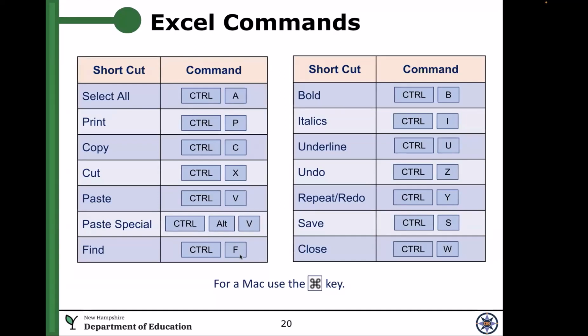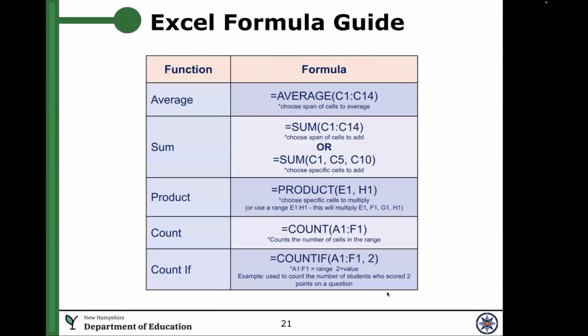Sometimes you have so much data, you want to find something, so control F will allow you to find things. Bold, italics, underline, undo. All of these, by the way, are the exact same in Google Sheets and Microsoft Word and Google Docs. So you've got all of these commands that you can use.